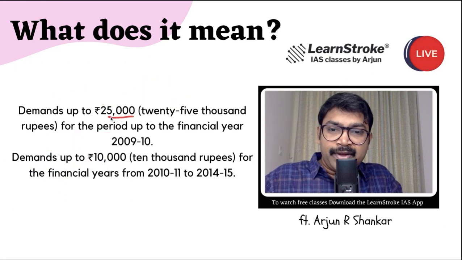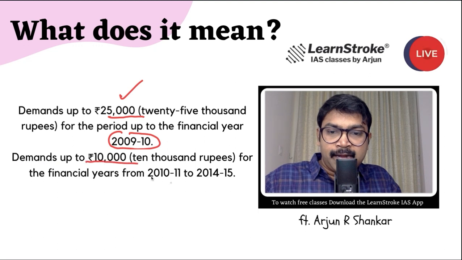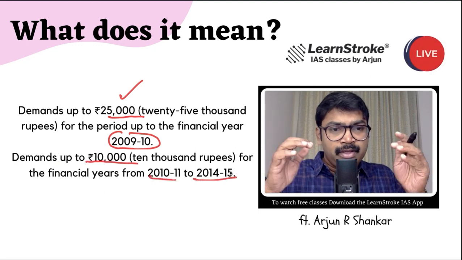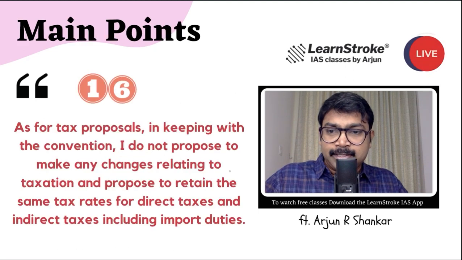So let's see what that amount is. Demands up to 25,000 rupees for the period up to 2009-10, we are saying we don't want this. And demands up to 10,000 rupees for financial years 2010-11 to 2014-15, we are ready to say we don't want it. So these are the important things.